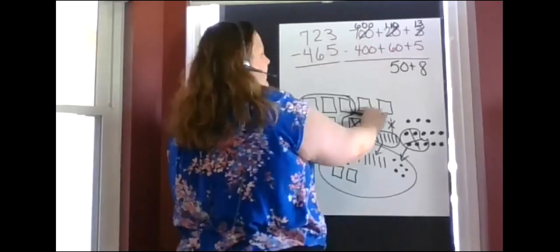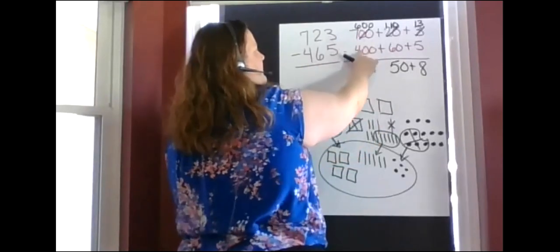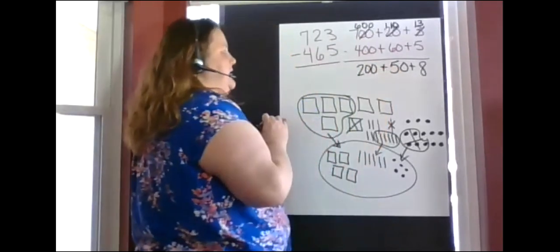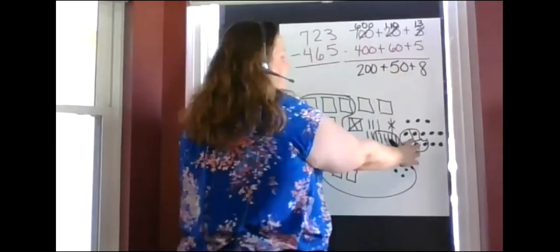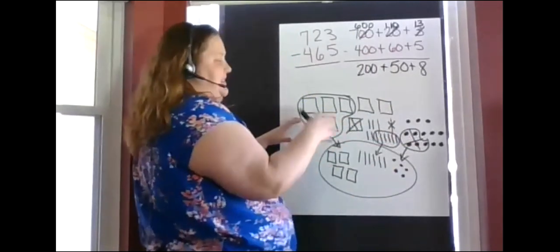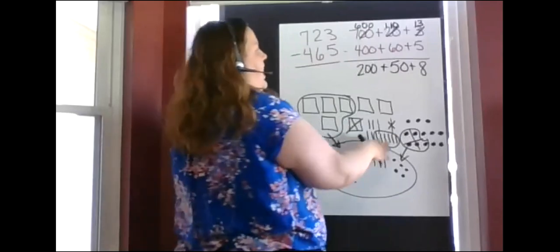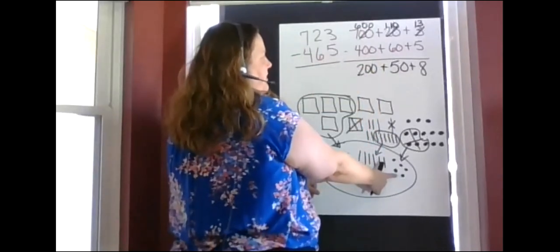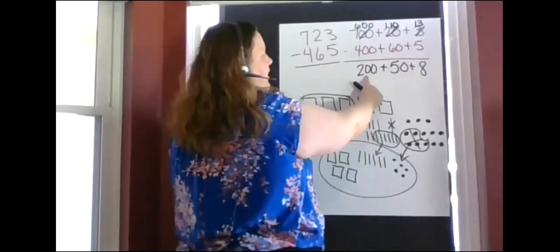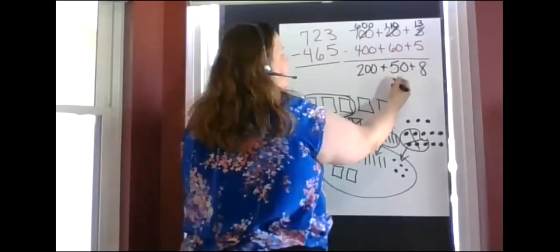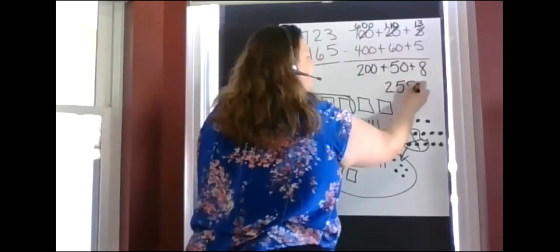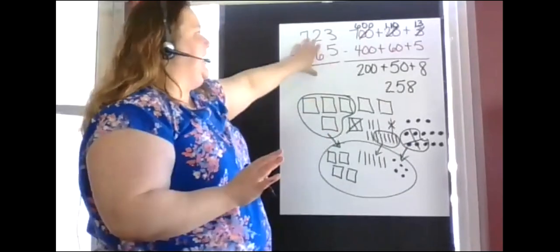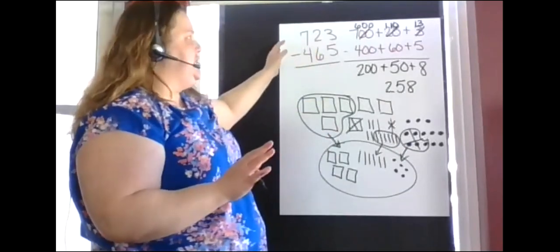And so when I did that, I have 200 blocks left. 600 minus 400 is 200. So I had 723 blocks, or base 10, my number, 723. I needed to take away 465. What I'm left with are 200s, 50, and 8, so 258. So we've seen how using the base 10 blocks connects to this expanded notation.